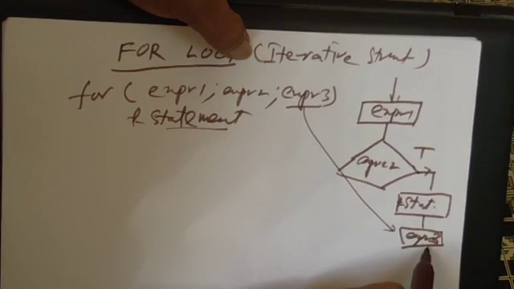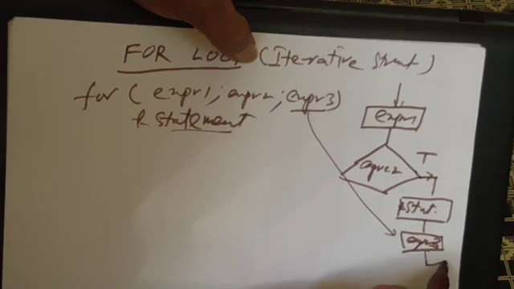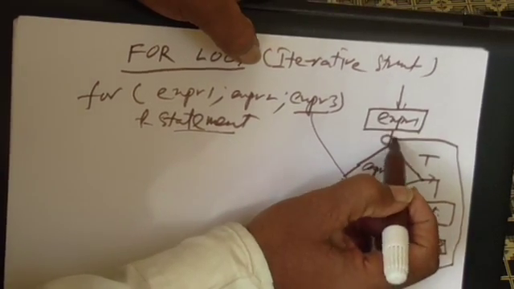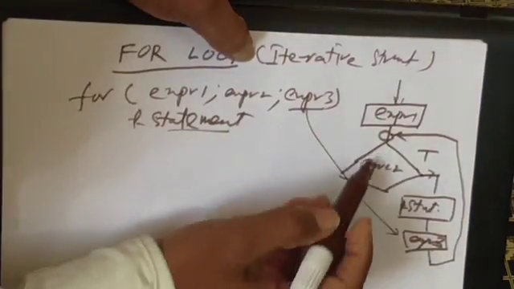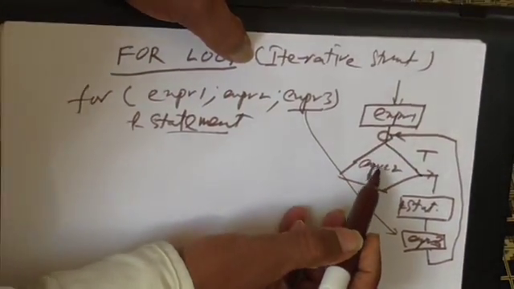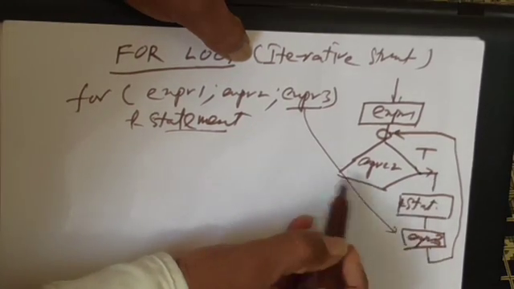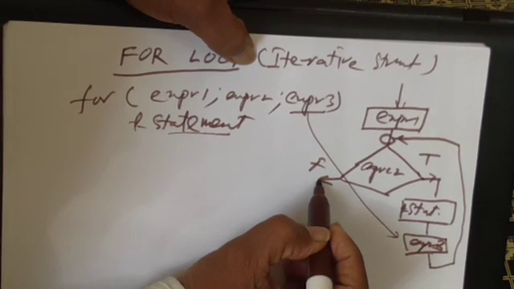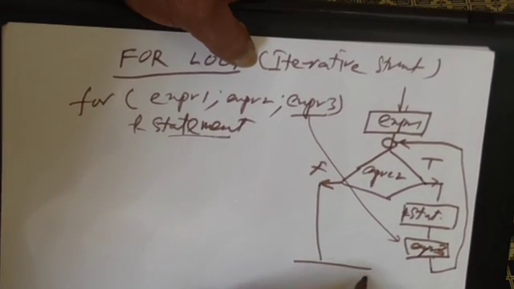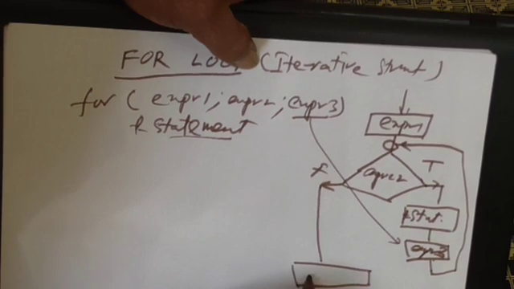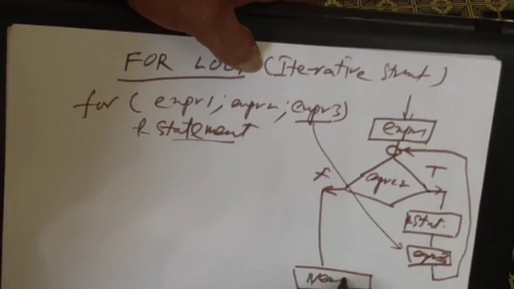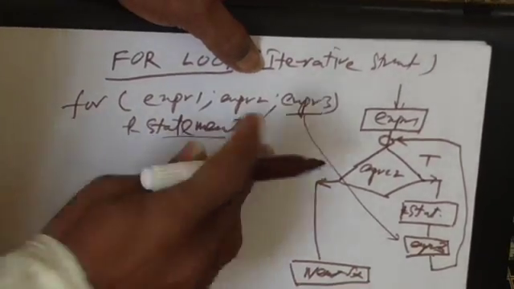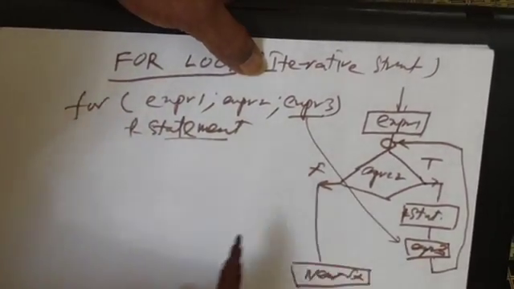After expression 3 is executed, the control will go back and again the expression 2 is evaluated. If it is true, this will be repeated. If it is false, then it will go to the next statement following the for loop. This is how it will be executed.